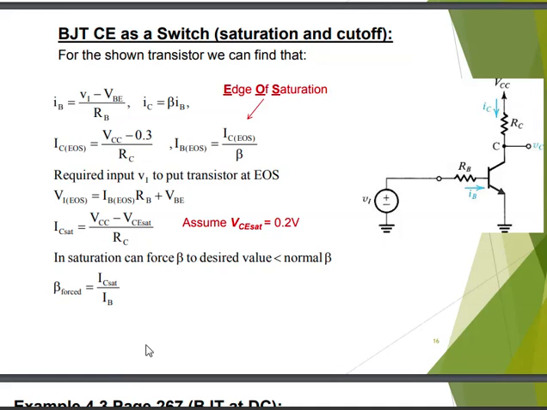We're going to have a new beta. We call it beta forced. So you will find the new IC in the saturation, and you divide it by the IB, and you're going to find something called beta forced. So in the saturation mode, we know what VCE is, so we don't need to find VCE. VCE is always 0.2. So using this information, we'll find beta forced.